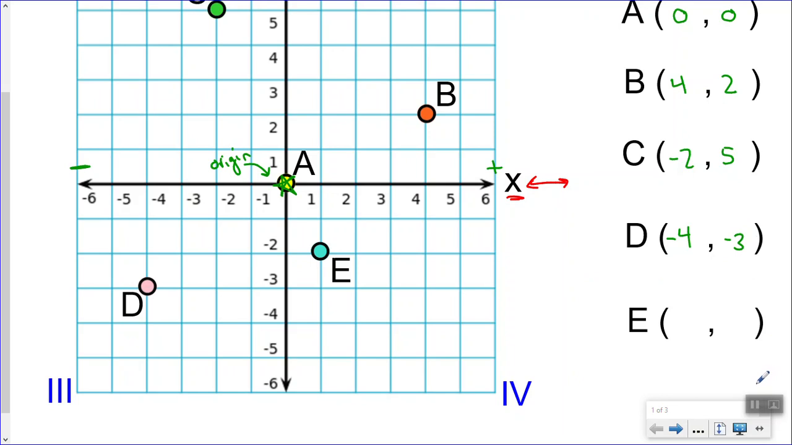Go ahead and pause the video and see if you can identify the ordered pair or the coordinates for the point labeled with an E.